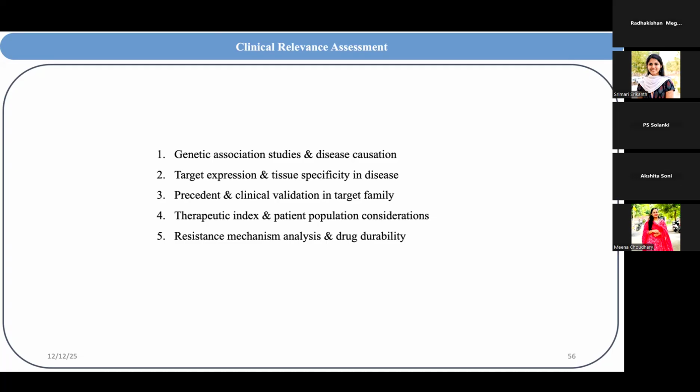For resistance mechanisms, in the case of microbes, we look at the known resistance mechanisms, and if target mutations confer resistance, we need to address that also. This clinical assessment is to make sure that our drug target is not just good, but it also works at the patient level.